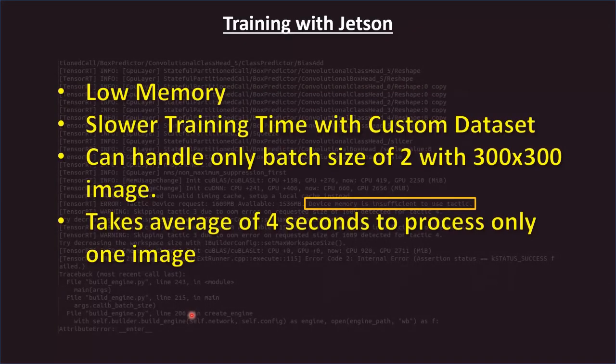The first step of the project was to train the model. Initially, I tried to train the model with a Jetson Nano, but unfortunately I couldn't, because the Jetson Nano could handle only a batch size of 2 images of 300 by 300 size, and it took around 4 seconds to process one image. So if there were 1000 images, it would take around 1 hour to complete one epoch, which is not viable.